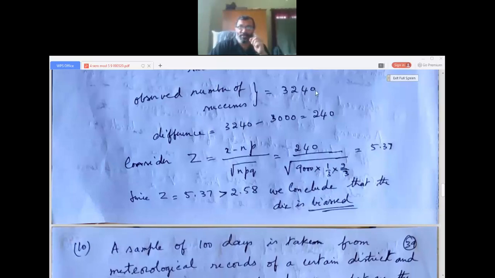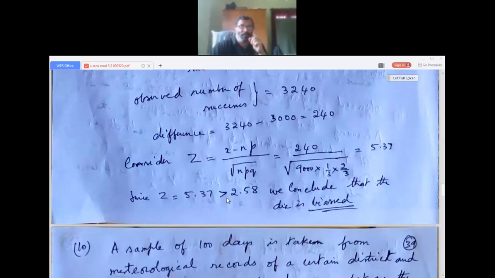Cannot be regarded as unbiased means it is regarded as biased, is it not? So we conclude that the die is biased. I hope this is a little bit tricky in the hypothesis part. Just understand it properly. Greater than means the given hypothesis is rejected and the opposite takes place. Less than means it is accepted.